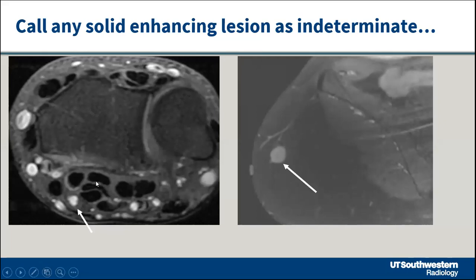Now, the problem is you have these small lesions which are enhancing. This is in the median nerve. This one is in the soft tissues. This one is a synovial sarcoma of the median nerve; we published this in Skeletal Radiology. This one is an MPNST. So hard to tell. Anytime I see a solid enhancing lesion, my report is solid indeterminate lesion. Let's get a biopsy, unless I can tell more.